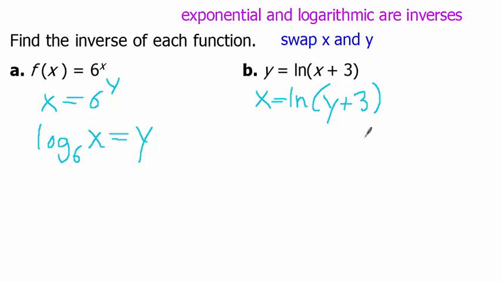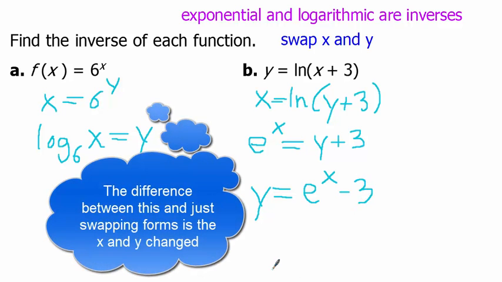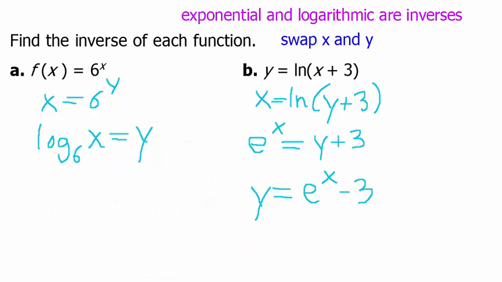So I need to start by converting this. ln is a base of e to the exponent equals what's inside. Then I need to move this 3. So I get e to the x minus 3. So those are writing the inverse statements between exponential and logarithmic inverses.